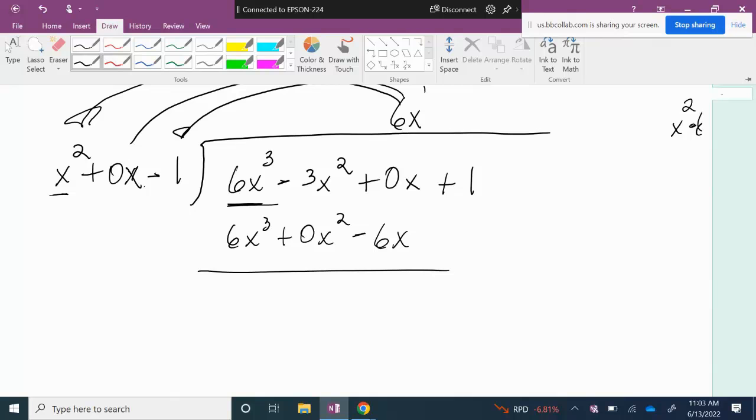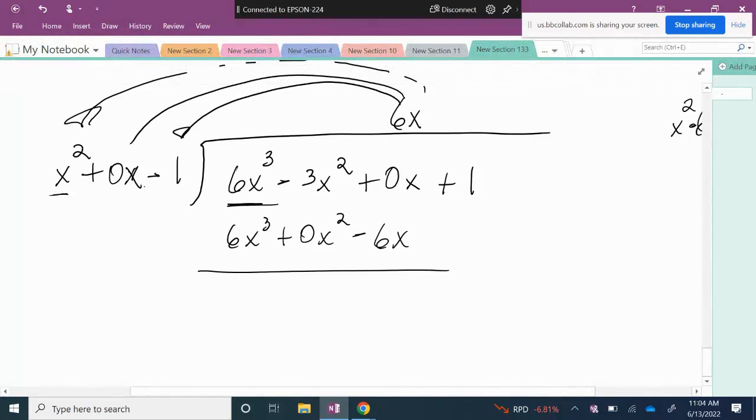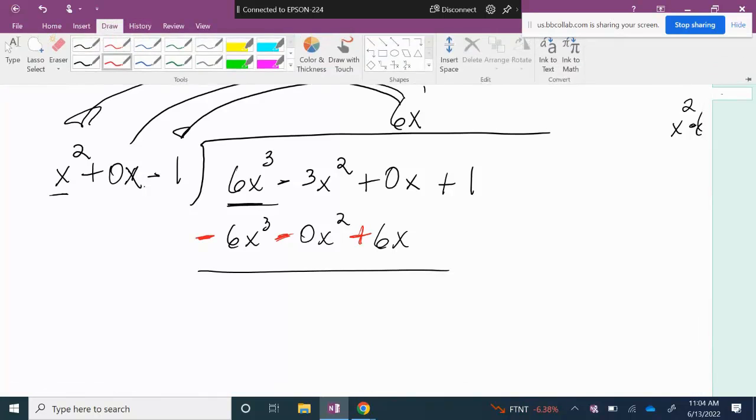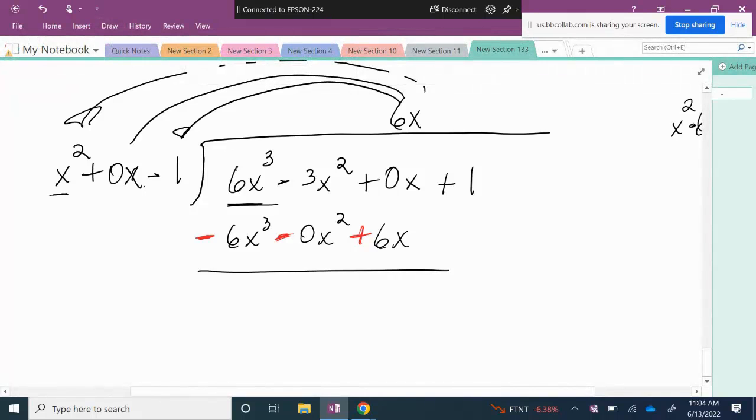So the next thing we need to do is change the signs. So 6x cubed becomes -6x cubed. Now 0 is neither negative nor positive, but I'm just going to change it to negative just to be consistent. -6x becomes positive 6x. So that's a step that's often overlooked when you use long division.